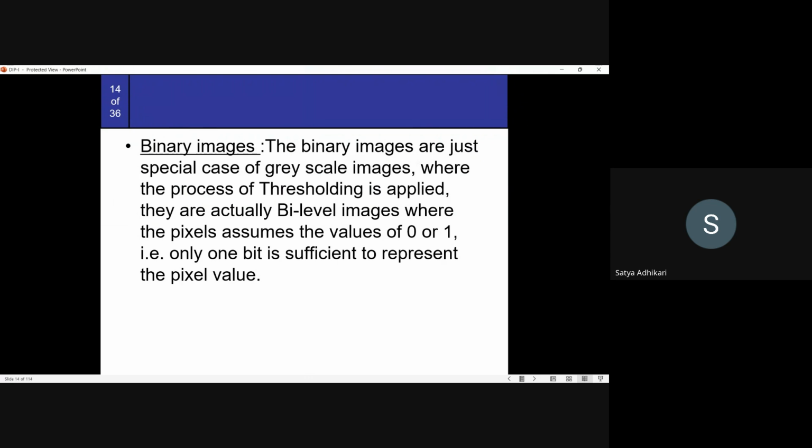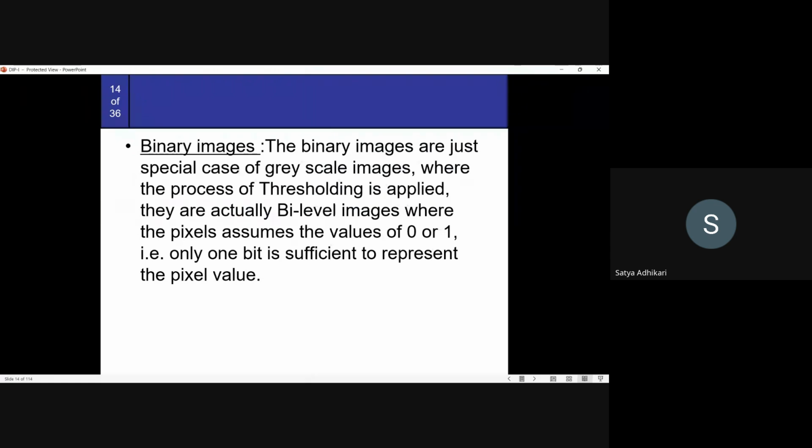Binary image. The binary image is just a special case of grayscale where the process of thresholding is applied. We will discuss thresholding later because you will not understand thresholding in the first class. In the thresholding method, only two colors are represented, black and white, no other color, no gray color. So that is why it is called a binary image.